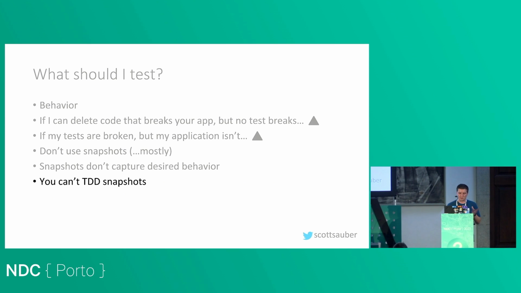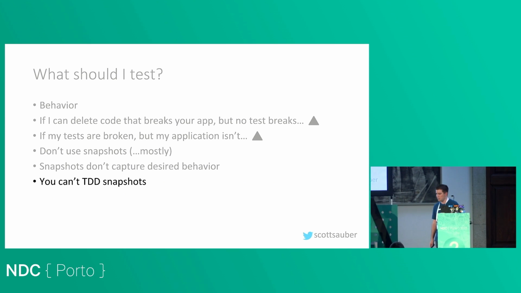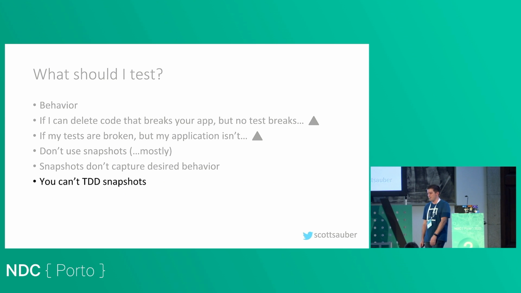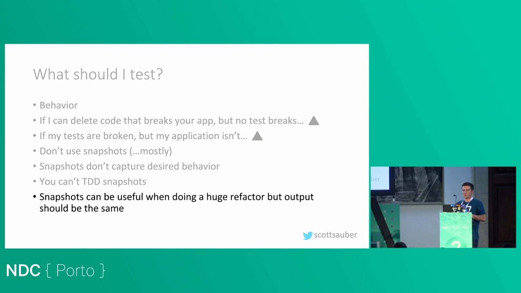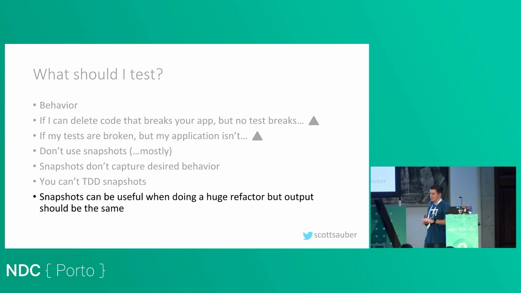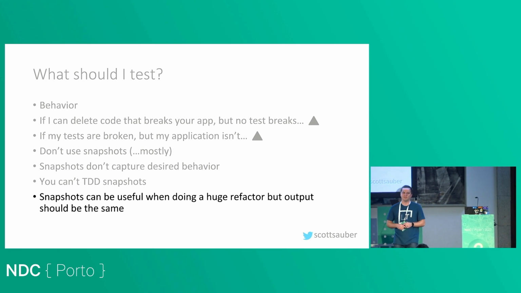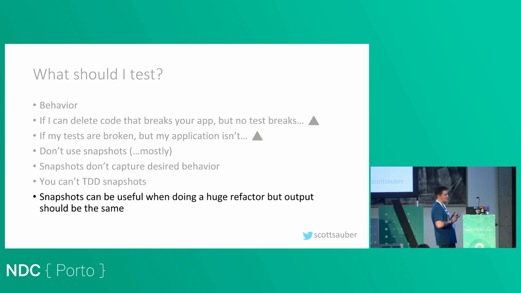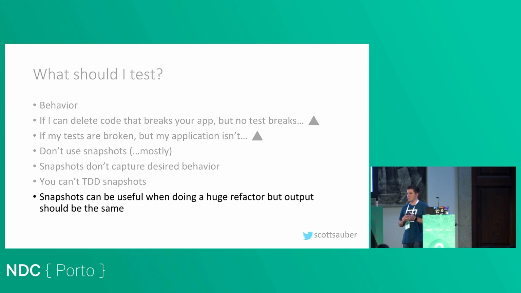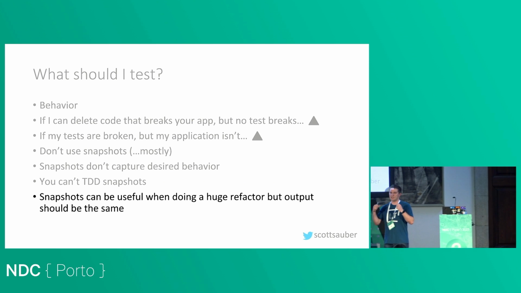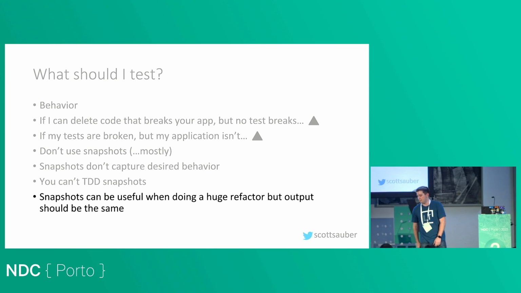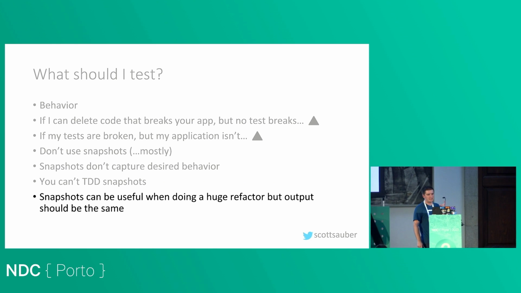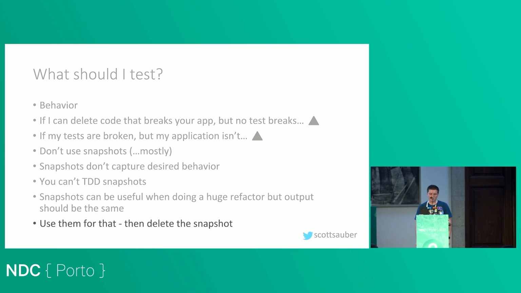I see a lot of people using snapshots, especially in front-end testing, and I personally don't like snapshots. However, they can be useful when you're doing a huge refactor and the output should be the same, but how you get to that output is different. So for instance, if you're doing Blazor or React or Angular, snapshots can be useful if you're changing how the component creates the HTML, but the HTML should be completely the same. So I'll use snapshots in those cases and write a snapshot test, and then after I get done with it, I'll just delete that snapshot test because it's no longer useful.